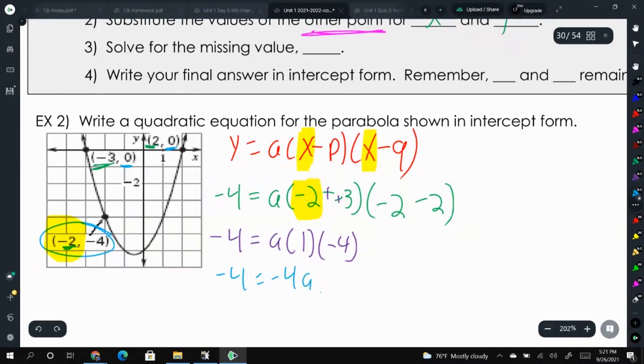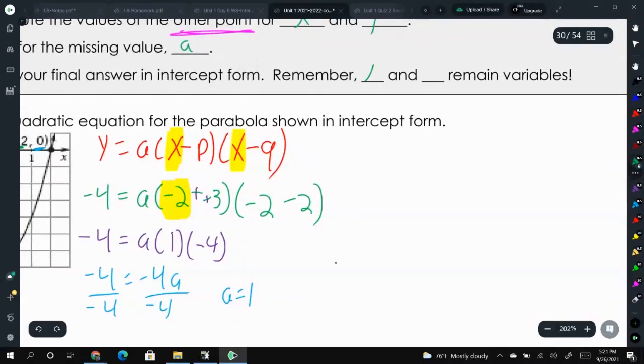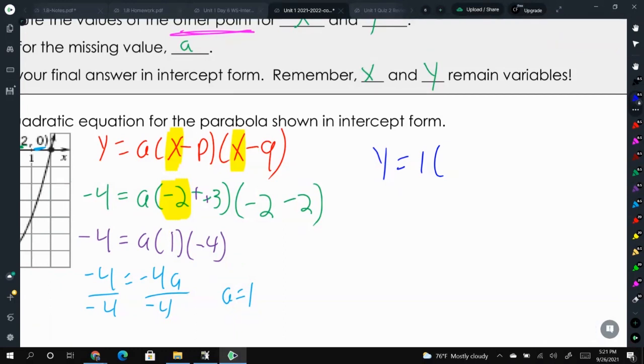-4 equals -4a. And when you divide both sides by -4, a is equal to 1. So we solve for that missing a value. And remember, x and y will remain variables when we rewrite this. So y equals 1. And you don't have to write that invisible 1. You can if you want.